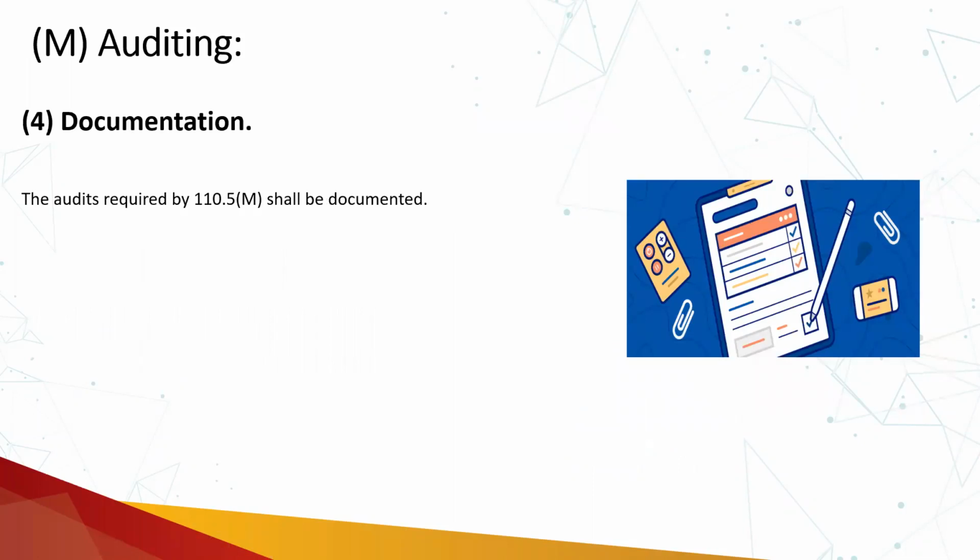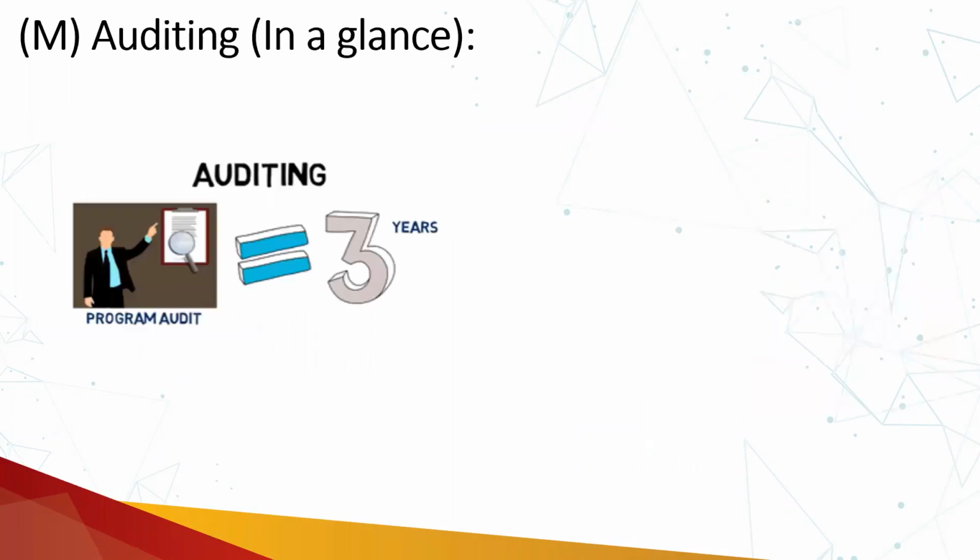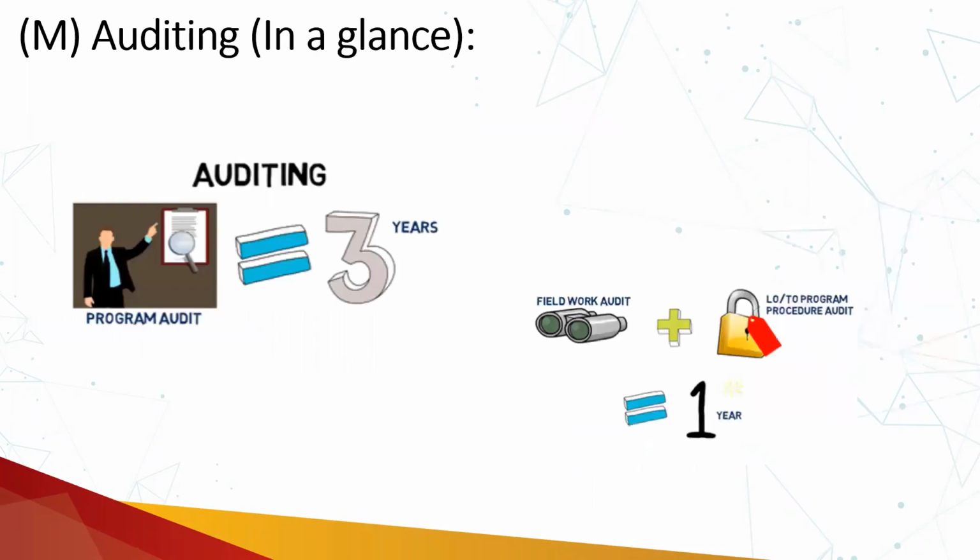Then it requires documentation, that all your audits should be documented. So just keep this in mind, that the auditing of your electrical safety program will be every 3 years, and the fieldwork audit and the lockout and tagout program audit will be every year, every 1 year.